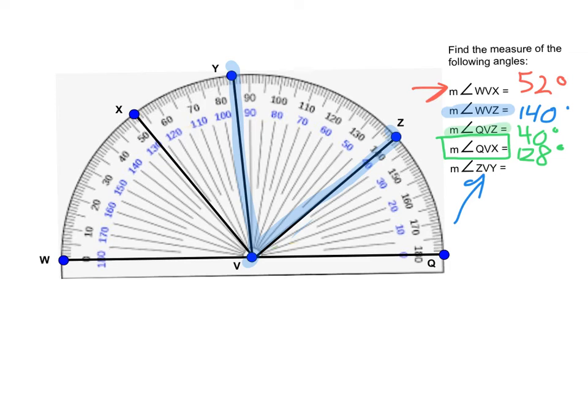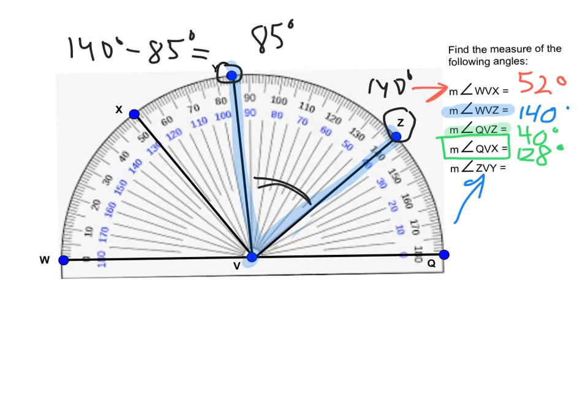Let's go with the numbers in black. I can see that right here, this is about 85 degrees. It's halfway between 80 and 90. And right here, it's 140 degrees. So if I was to take the difference between those, 140 degrees minus 85 degrees, that's going to give me the measure of this angle right there, which is 55 degrees when I subtract them. So the measure of angle ZVY is 55 degrees, and that's how you use a protractor pretty much.